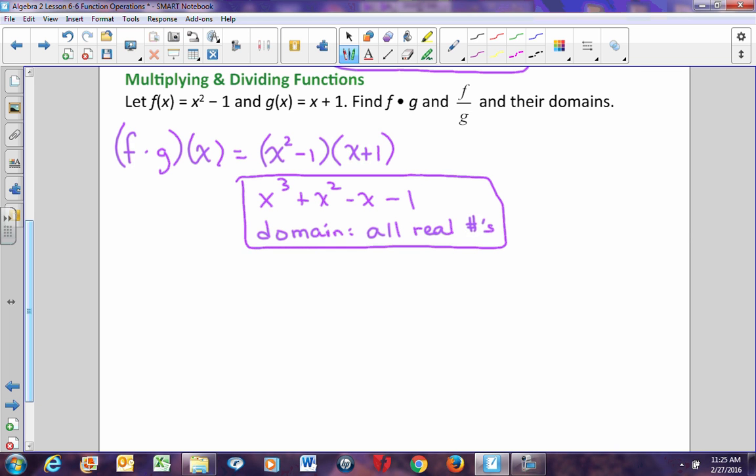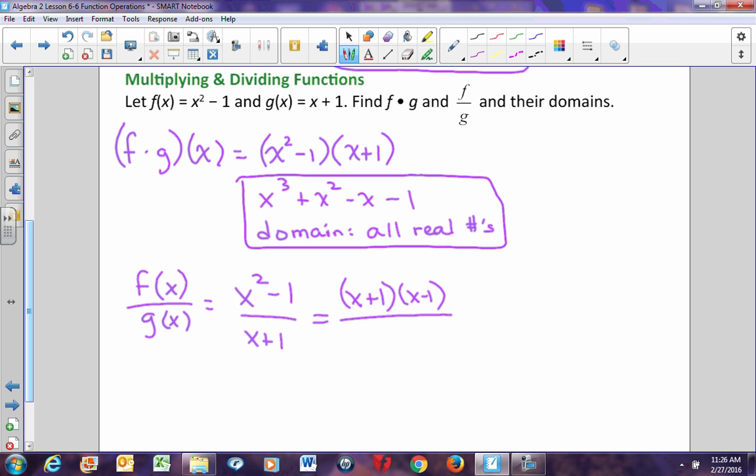Now we need to do f divided by g of x. So that's going to become f of x divided by g of x, which is going to be x squared minus 1 over x plus 1. Now, interestingly enough, we need to factor x squared minus 1, because if you leave it as x squared minus 1 over x plus 1, it's not simplified. This actually factors to x plus 1 times x minus 1 all over x plus 1. These x plus 1s will cancel out, so you end up with x minus 1 as your answer to your division problem.